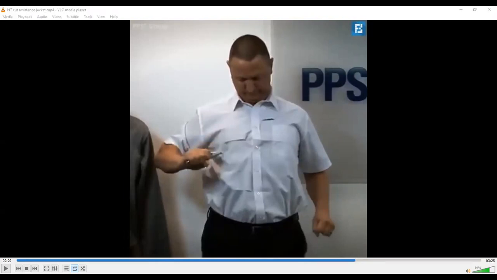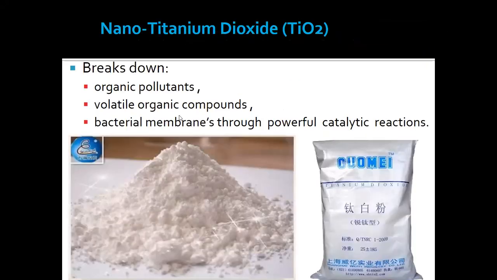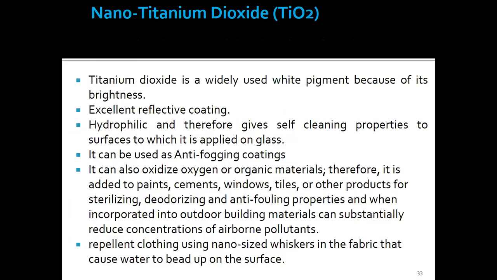So that is the power of carbon nanotube and related materials, right? Next material is nano titanium dioxide. It breaks down organic pollutants, volatile organic compounds and bacterial membranes through a powerful catalytic reaction. It imparts hydrophobic properties, and it is also a white pigment.